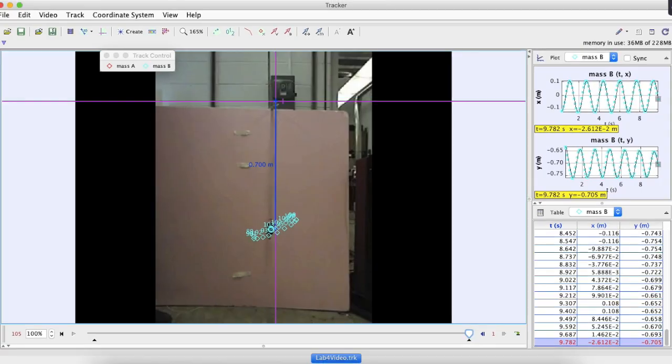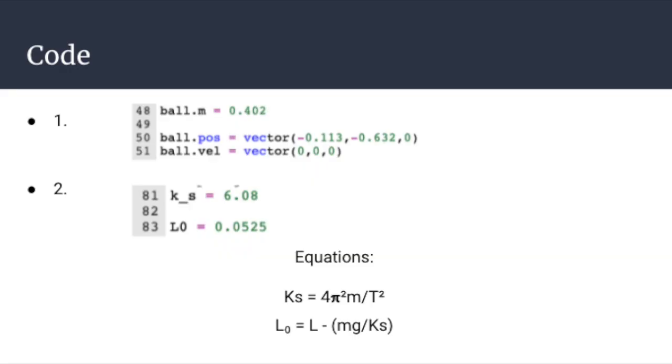Now that the data has been extracted from the video, it is time to use it in the computer code to create a model of this motion. I put the X and Y position data into a .csv file so I could load it into the code. Here's the code for the model. I edited various parts of it in order to fit it to this experiment.